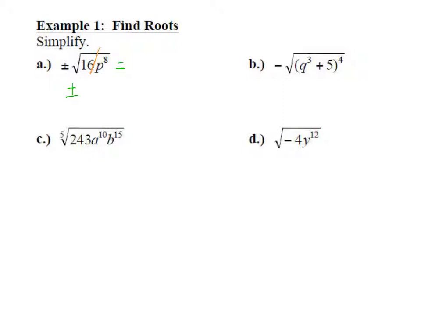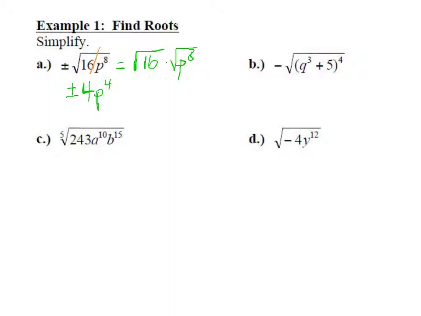So if we find a square root of 16, you are going to have a square root of 16 times a square root of p to the 8th. So what you're going to do is to find your square root of 16, that just is a 4. And then to take the square root of p to the 8th, you get a p to the 4th.